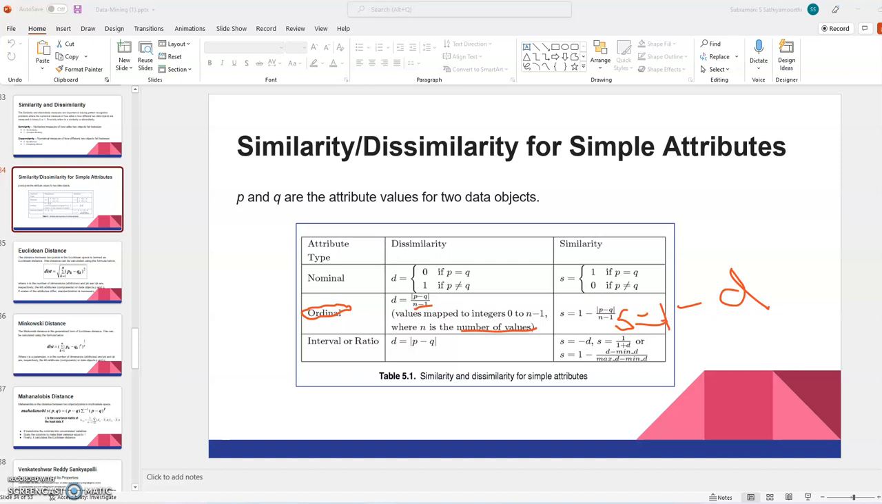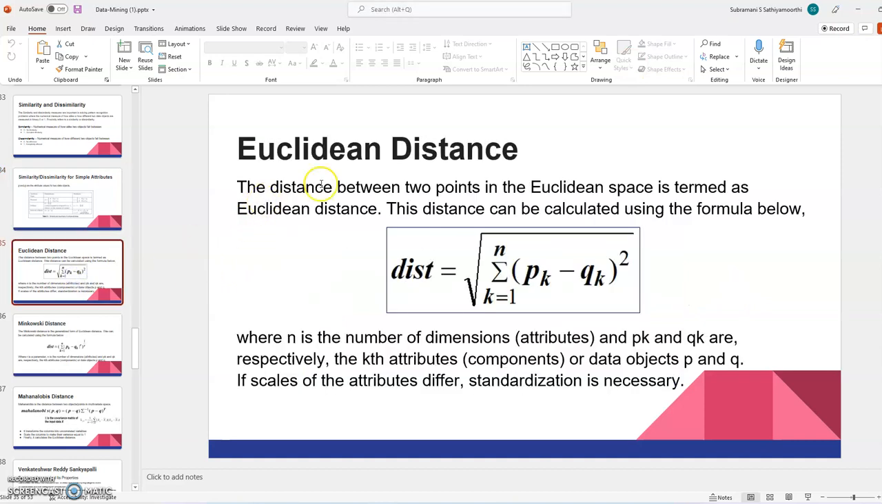As you know, interval or ratio attributes have a range of values in the data set. For example, if the minimum is 1 and the maximum is 10, you calculate the similarity by putting the values in here. The next one is the Euclidean distance.